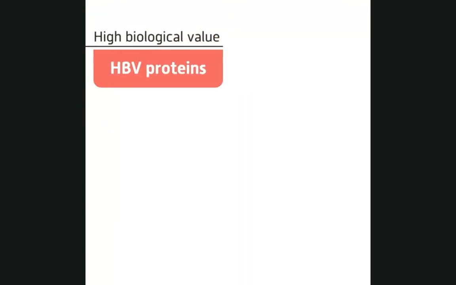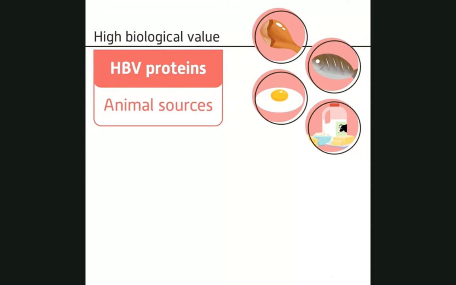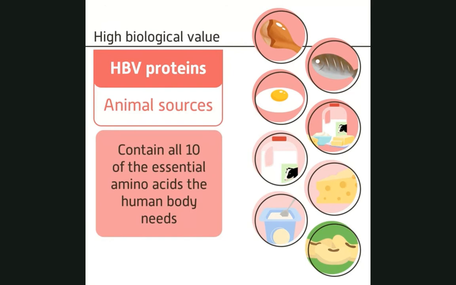There are 2 types of protein: high biological value, or HBV proteins, and low biological value, or LBV proteins. HBV proteins come from animal sources. Examples of these include meat, fish, eggs, and dairy products. Within dairy products, we have milk, cheese, and yogurt as HBV protein sources. Soya is the only HBV food to come from a plant. HBV proteins are so named because they contain all 10 of the essential amino acids the human body needs. They are sometimes known as complete proteins.